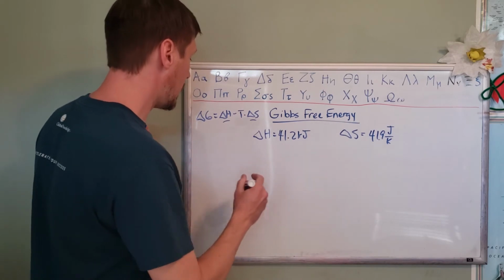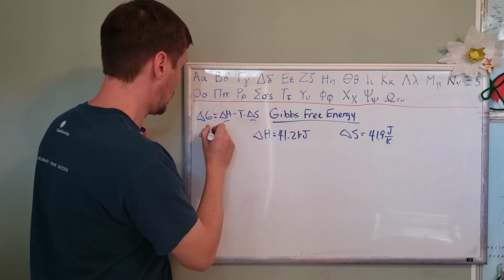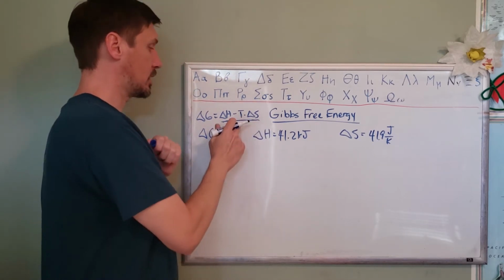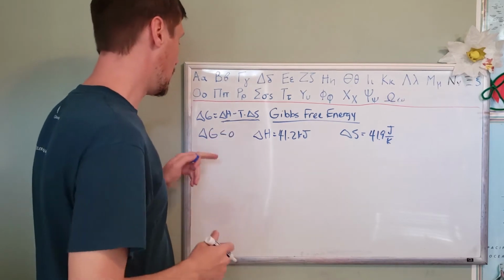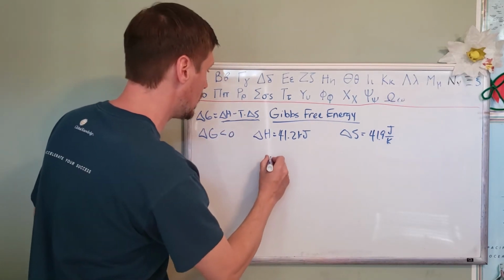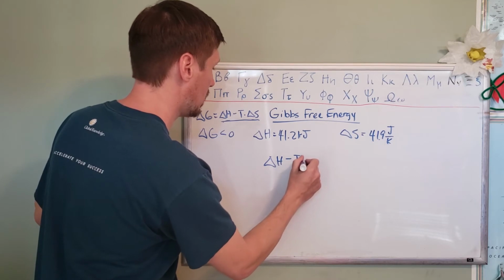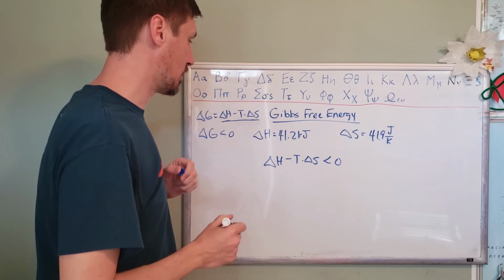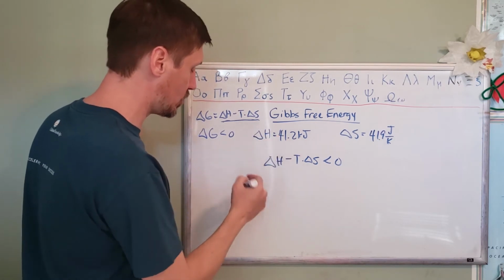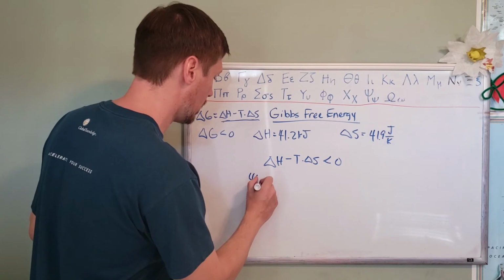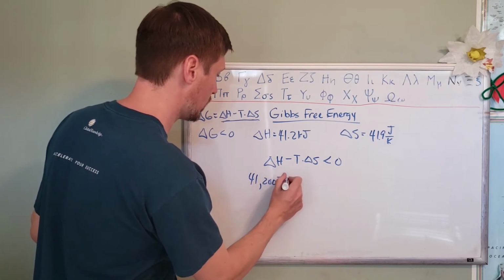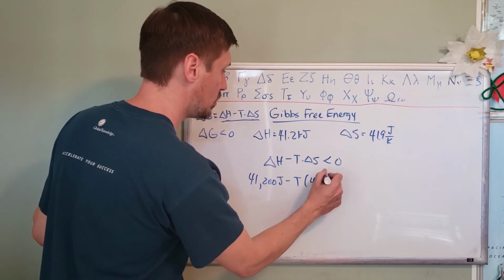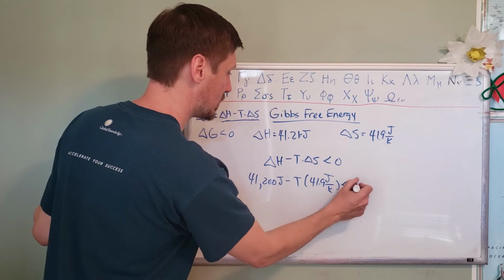Well, we know that it's spontaneous when change in G is less than 0, right? So this entire side of the equation here has got to be less than 0 if it's going to be spontaneous. So let's write that down. Change in H minus T times change in S has got to be less than 0 for it to be spontaneous, right? So let's plug in our values here. We'll write this as joules again like we did last time. 41,200 joules minus some value of T times 41.9 joules per K has got to be less than 0.